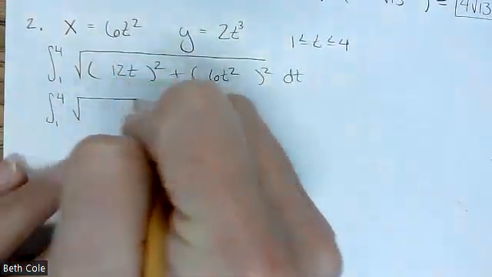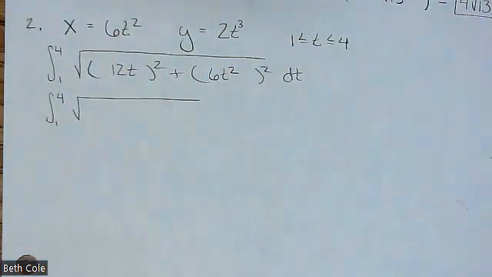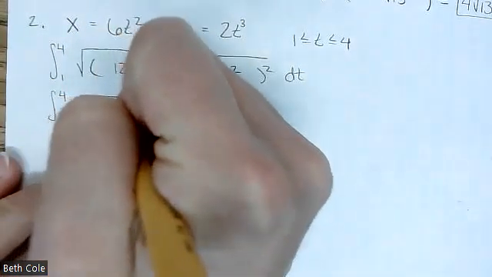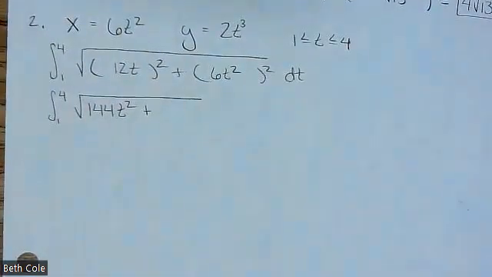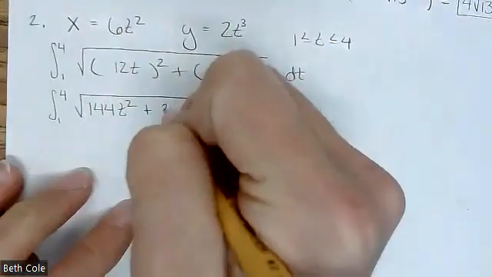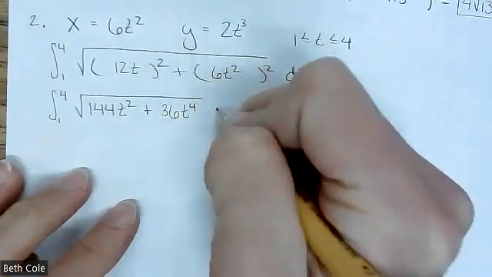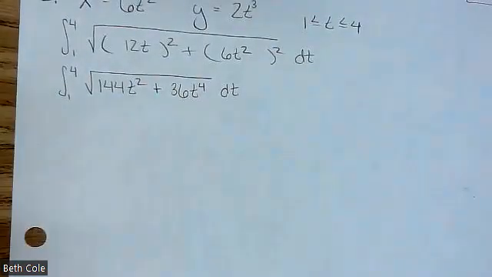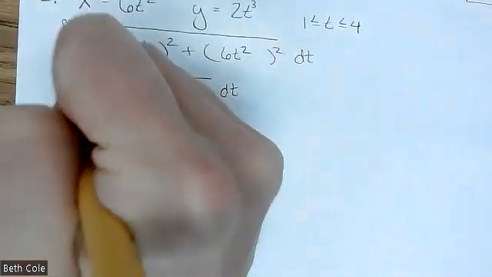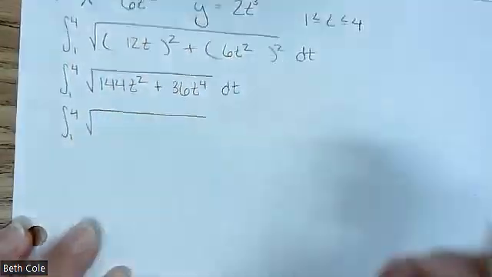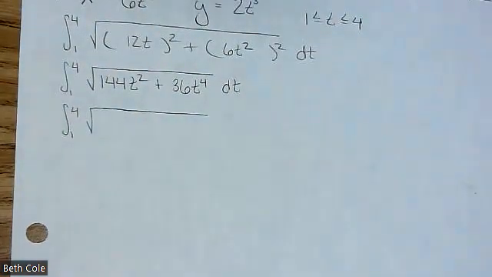So let's see what we've got underneath the square root. What do you think? Careful. 144t squared plus, good, careful with the exponent there, 36t to the 4th. Now you can't combine those together because they're not like terms, but you can factor them. What do they have in common that we could factor out? Bigger than 6. Bigger than 12. 36.